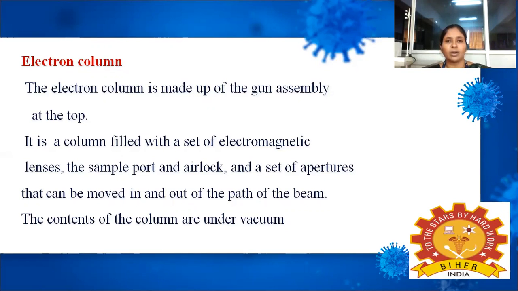The contents of the column are placed under vacuum conditions. It is especially placed under vacuum so that the electrons are only accelerated and allowed to be captured by the condenser lenses, which are the magnetic lenses.